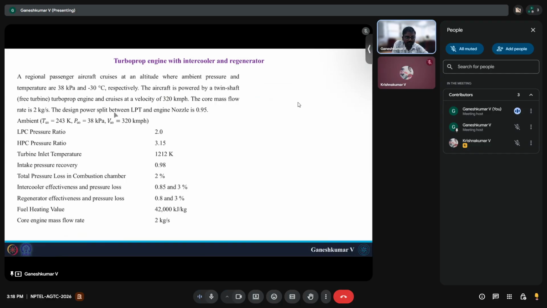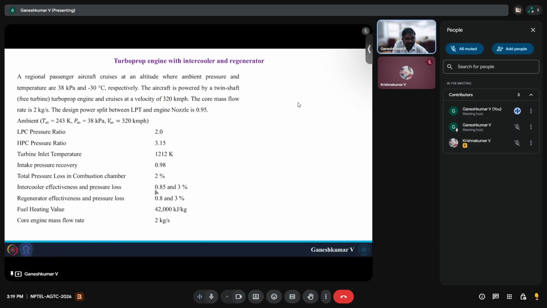The power split is on the total delta H that you have at the end of the HP turbine, where you used it to run the HP compressor. The total power you can divide, some of it to run the LP turbine, and the remainder goes to the nozzle. All right. So that design power split is 0.95, and the LPC pressure ratio, HPC pressure ratio, turbine inlet temperature, intake pressure recovery, all these things are given.